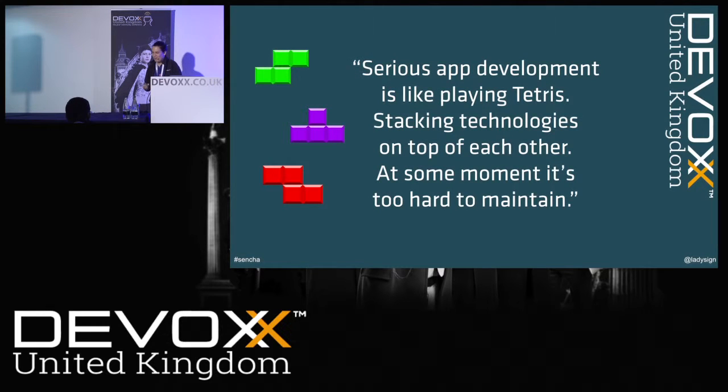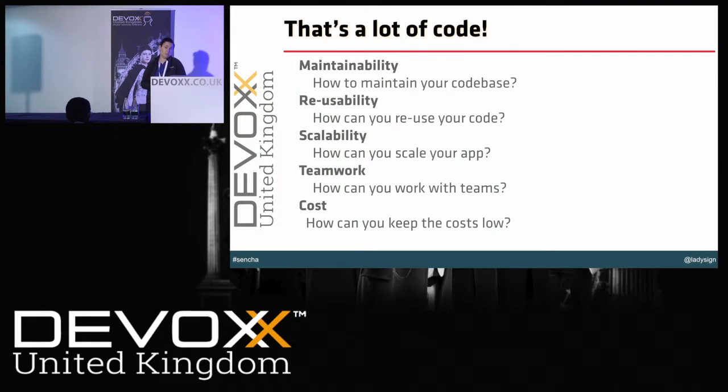So serious app development on the front end is like playing Tetris, because in the end you're just stacking all these technologies on top of each other, and then at some point it's too hard to maintain. It's a lot of code. You need to maintain this code. You want to work with a whole team on it. It needs to be scalable. Especially these enterprise applications or mainframe applications from 15 years ago, they want to migrate to the web and they need to exist for the next 15 years. And with all these challenges like browser differences, that's very tricky.